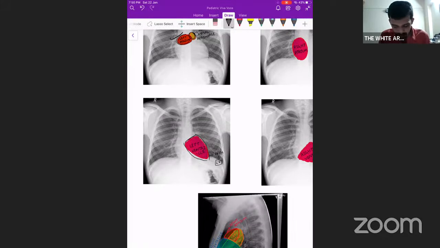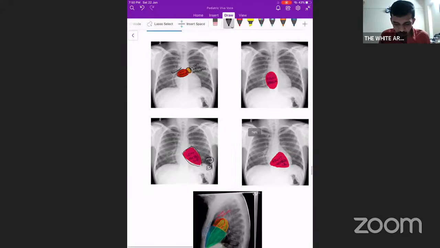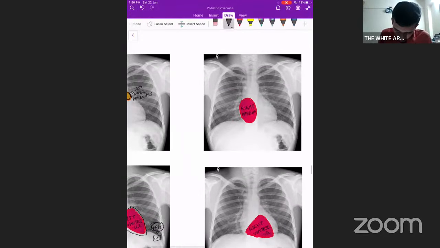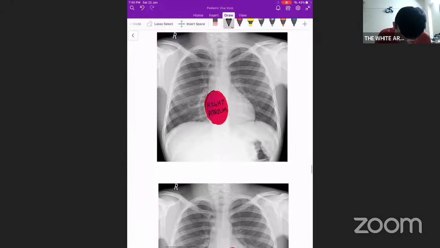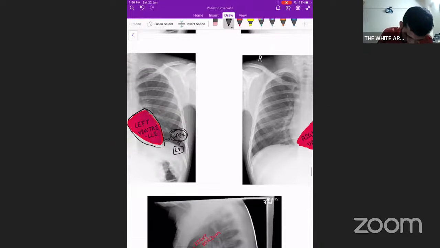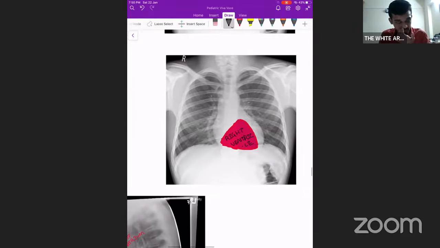Okay, and this left ventricle forms the apex. Then you have your right atrium over here. So the right heart border is formed by the right atrium. The left heart border is formed by the left ventricle. We'll see what is the significance of this in our later X-ray.